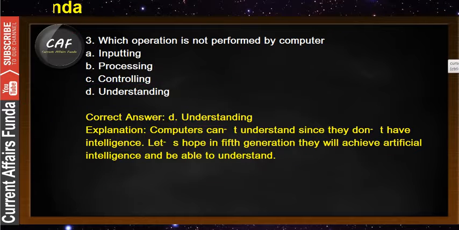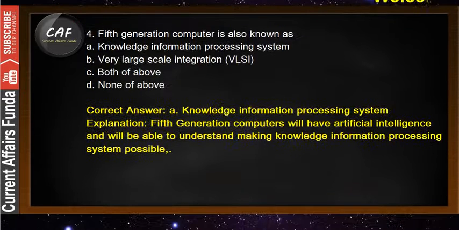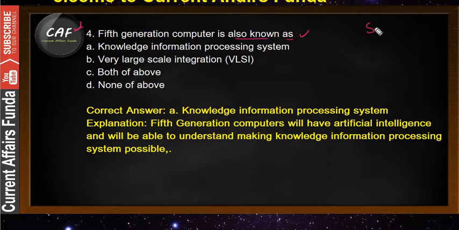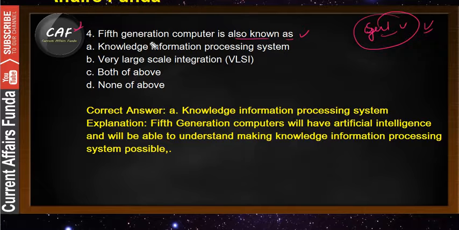And now guys, let's move to the next problem, that is problem number 4. Basically, problem number 4 is asking: fifth generation computer is also known as what? This quiz is based on computer generations, that's why I'm emphasizing generations. The options: knowledge information processing system, very large scale integration, VLSI, both of above, none of the above. Basically, fifth generation is totally based on knowledge information processing system, that means artificial intelligence.